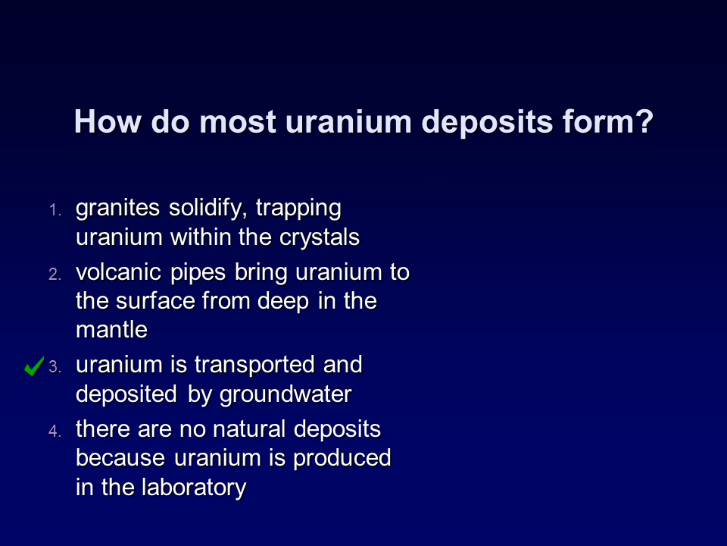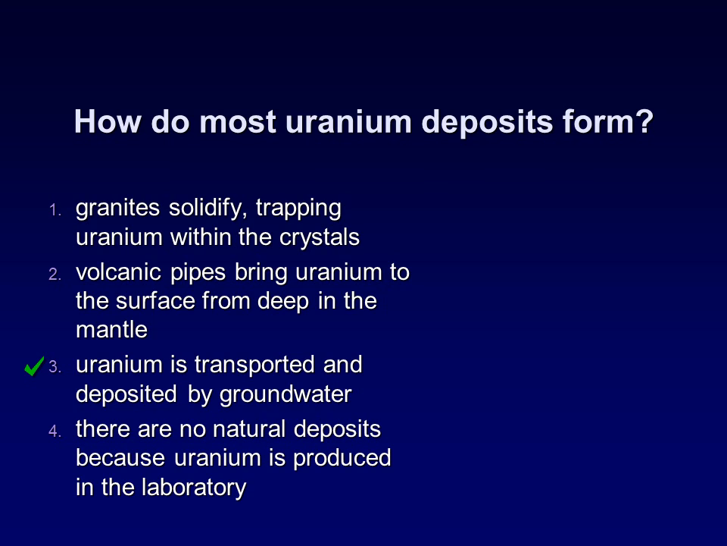If you said number three, uranium is transported and deposited by groundwater, you would be correct. Remember the image of the roll front, right, where the uranium is moving along in the water until it hits another body of groundwater and gets deposited along that contact. Also in the breccia pipe, it's all being moved by groundwater. Okay, so let's take a look at the others and see why they didn't work.